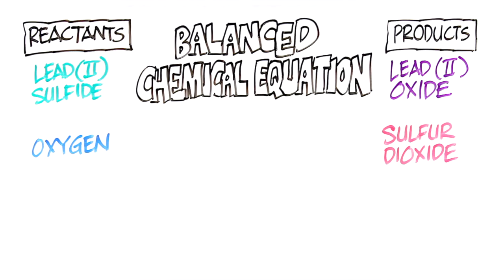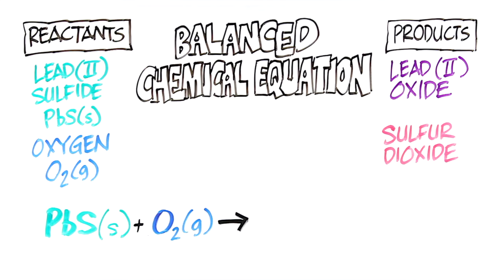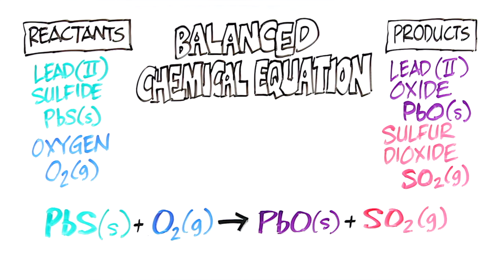We know what our reactants are: PbS, solid, plus O2, gas. The products are solid lead-2 oxide and sulfur dioxide gas. Putting both sides of the equation together, we have PbS(s) plus O2(g) yields PbO(s) plus SO2(g). We often show the physical state of a substance using parentheses: s for solid, g for gas, and l for liquid. Before we're done, we have to make sure that this equation is balanced.